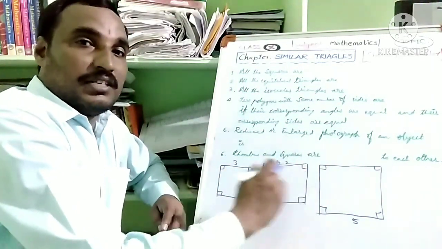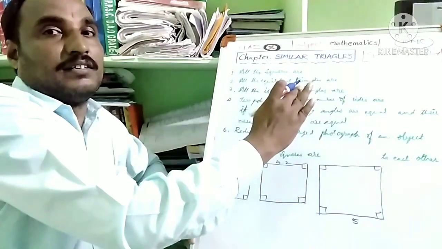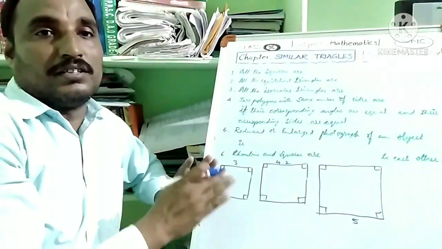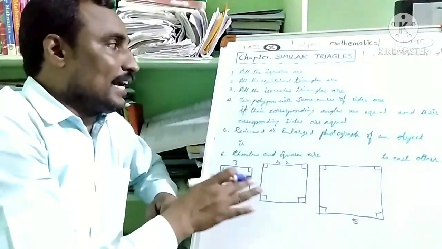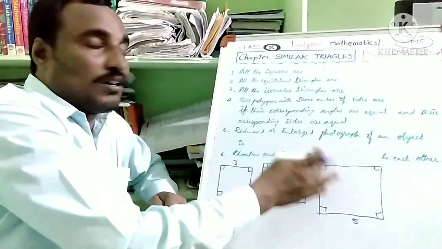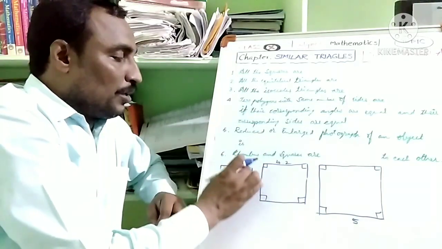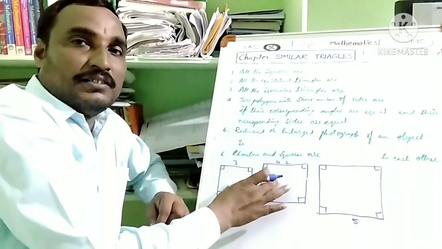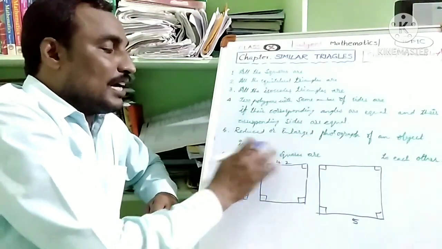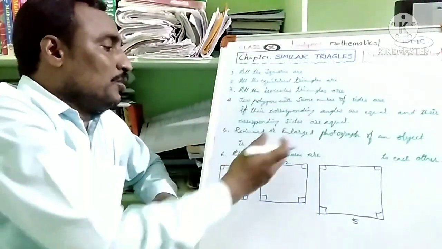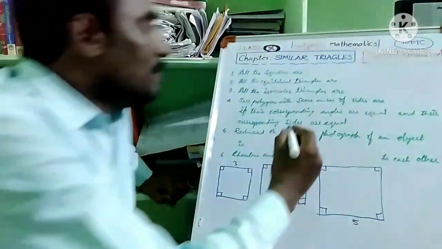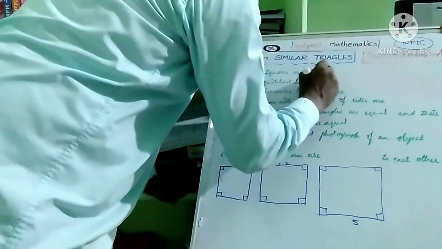Not only these three, all the squares. Squares mean the angles are 90 degrees, right angles, and all sides are equal. If two such polygons are compared, then the sides are compulsorily in the same ratio. So all the squares are similar. I am writing here: similar.